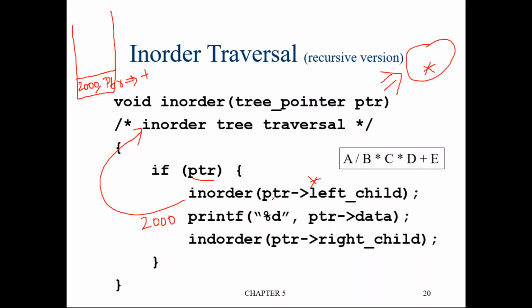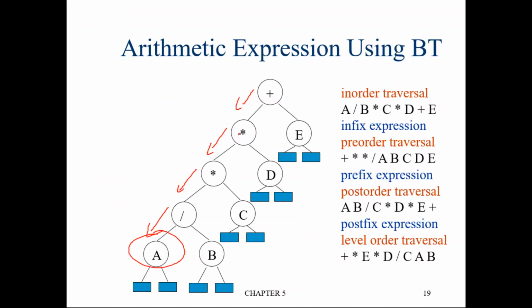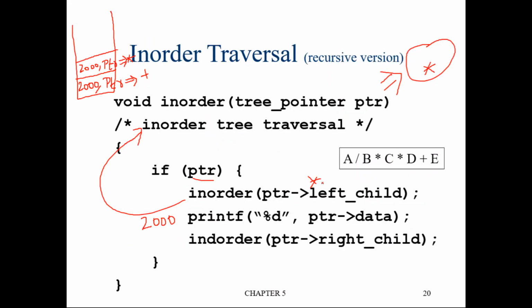So before calling that, once again the current PTR should be pushed. What is the return address? Again the return address is the same, 2000. But at this point PTR is pointing to star, so this info will be pushed. After that, inorder PTR arrow left will be executed. PTR is star, its left is also star, so with that again inorder will be called.